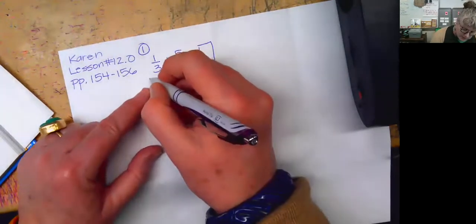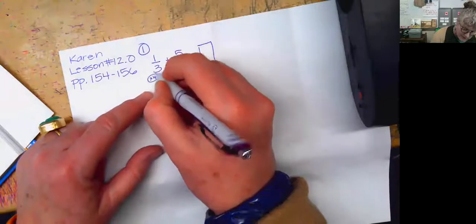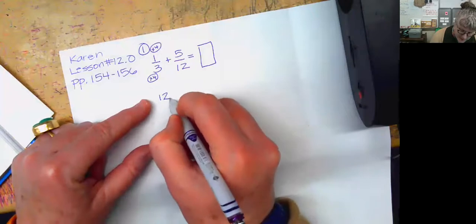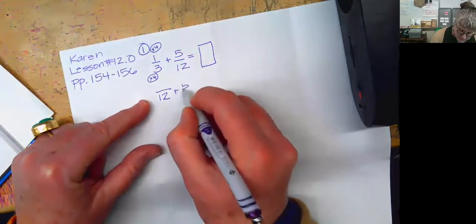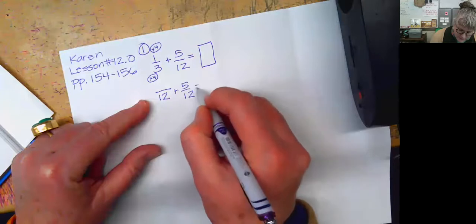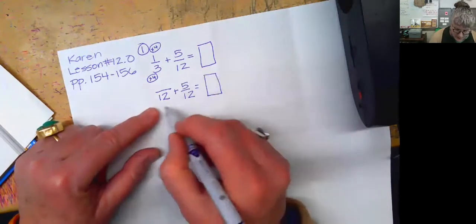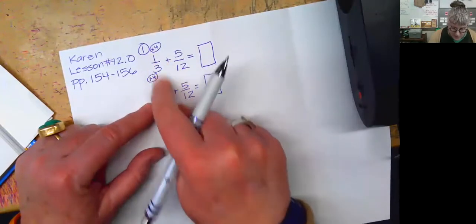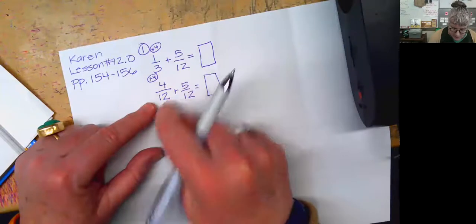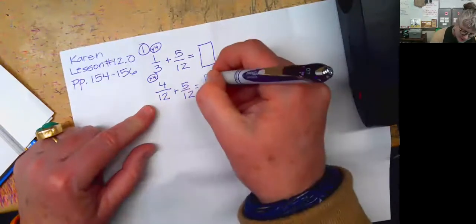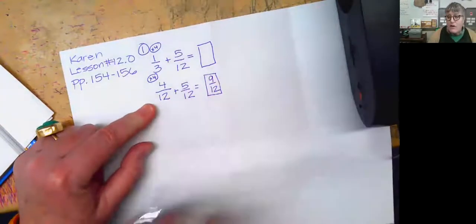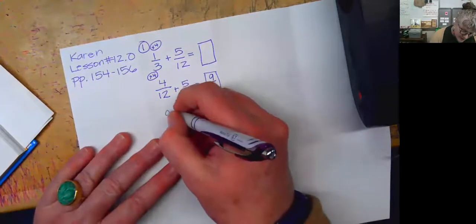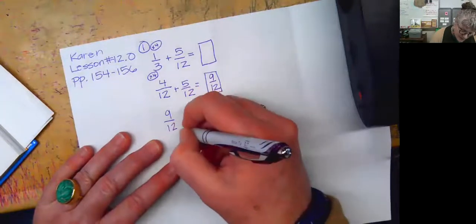So we're going to multiply the top by 4 and the bottom by 4. And that's going to give us a 12th, and it's going to give us 4/12. This is an equivalent fraction. We just multiplied the top by 4 and the bottom by 4. And now we end up with 9/12. Now, 9/12 is not in simplest form. So I can divide the top and the bottom by a number.